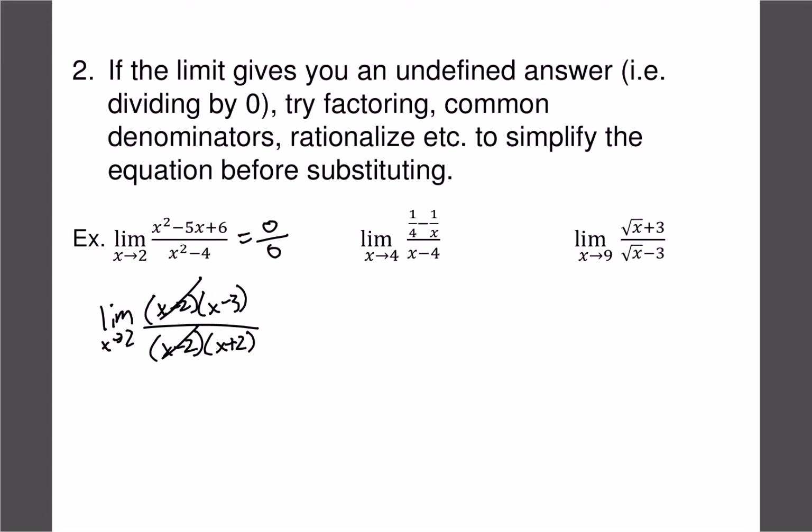If we plug in 2, we get 2 minus 3 on top, which is -1. 2 plus 2 on the bottom is 4. So that's it. So that means we do get a limit of negative a quarter.